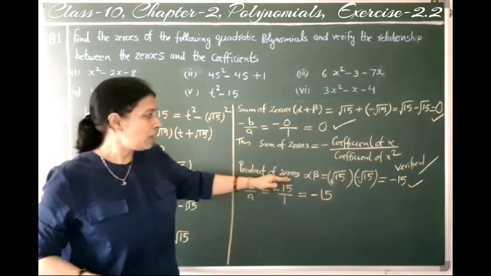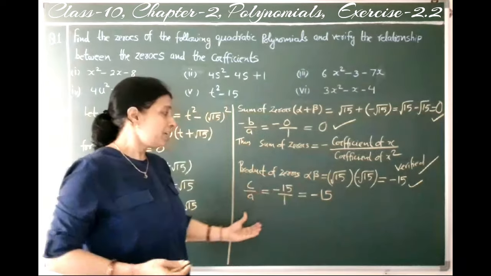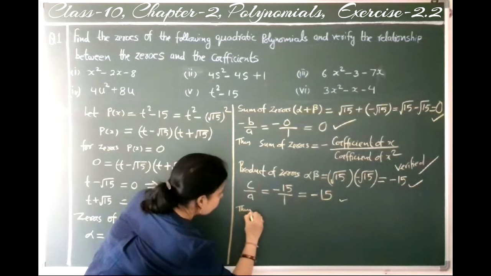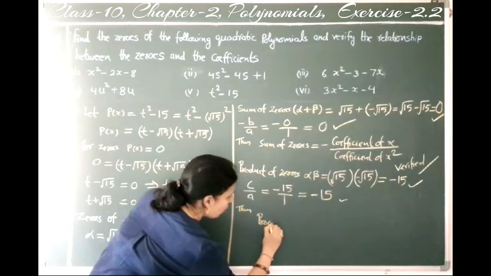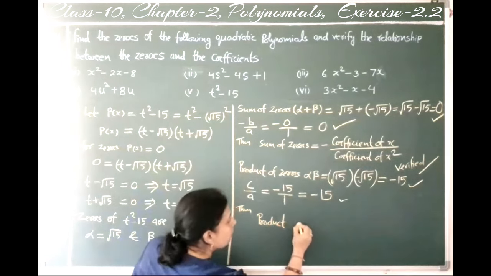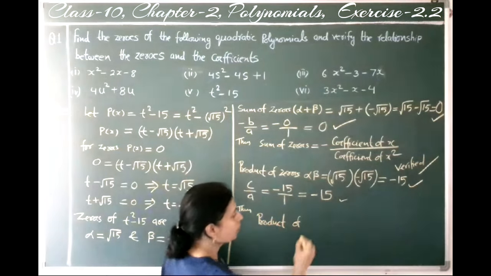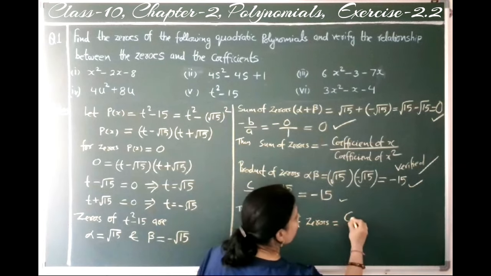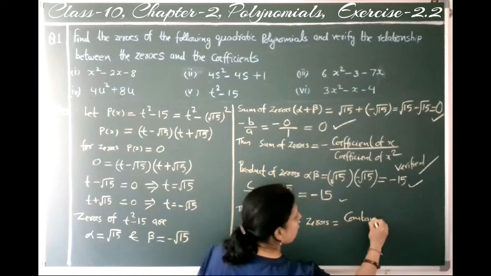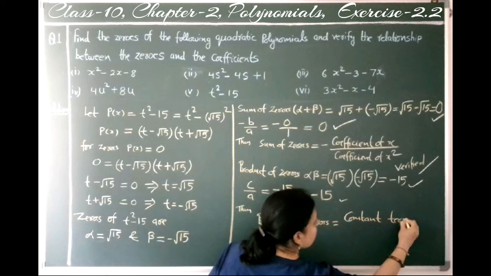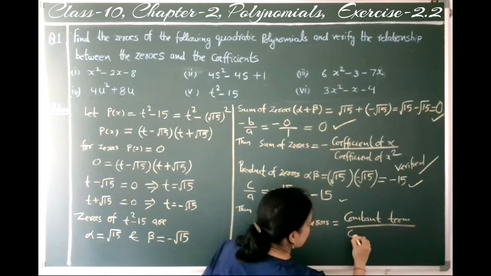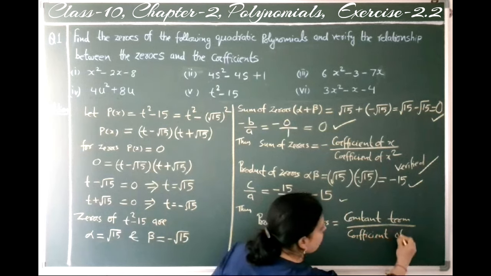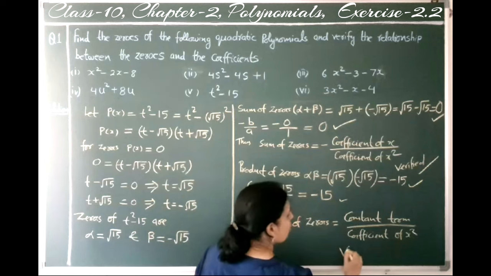So we can say that the product of zeros alpha beta is equal to c by a. Both are equal, same. So we can write thus we get the product of zeros is equal to constant term divided by coefficient of x square. So this is verified.